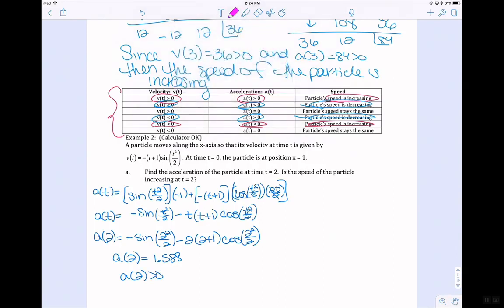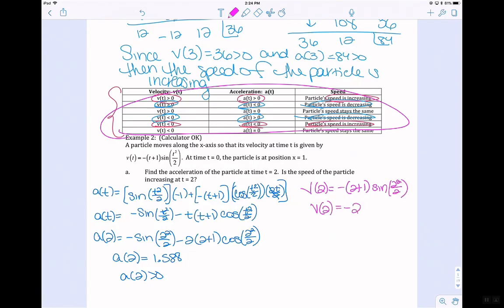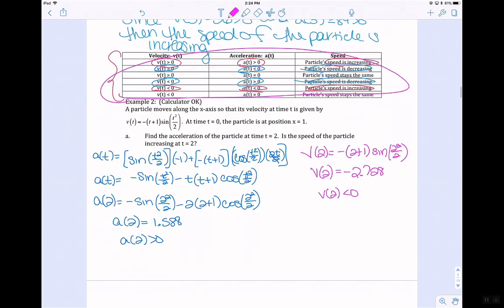Now what about v of 2? Because remember, I have to use this chart up here to tell whether the speed of the particle is increasing or decreasing. So v of 2 is negative 2 plus 1 times sine of 2 squared over 2. When you use your graphing calculator, you should get negative 2.728. So v of 2 is less than 0.